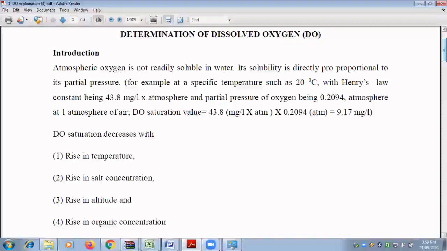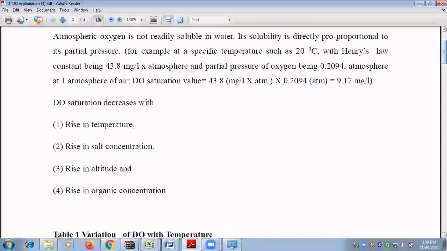Now this DO saturation value gets affected by various factors. The factors listed are: DO saturation value decreases with the rise in temperature, it decreases with the rise in salt concentration, decreases with the rise in altitude, and decreases with the rise in organic concentration. So if temperature, salt concentration, altitude, and organic concentration are on the higher side, the DO saturation value will definitely be on the lower side.